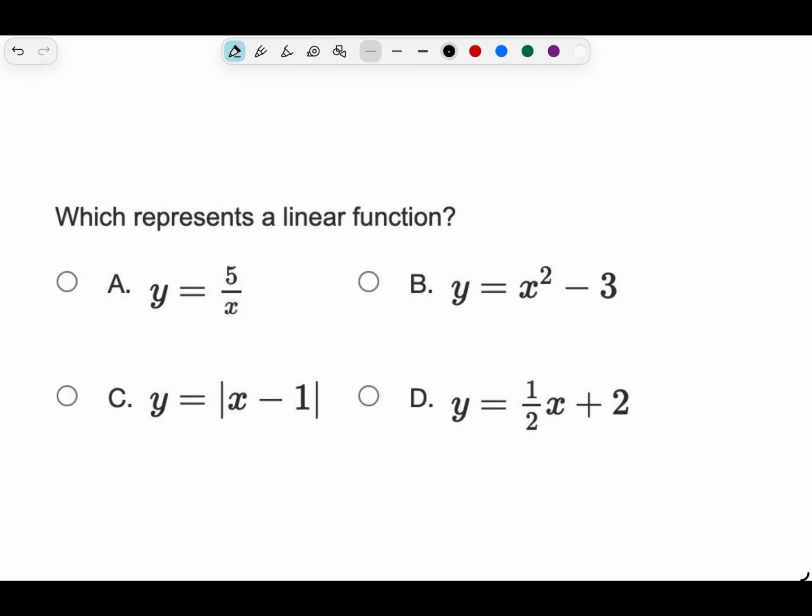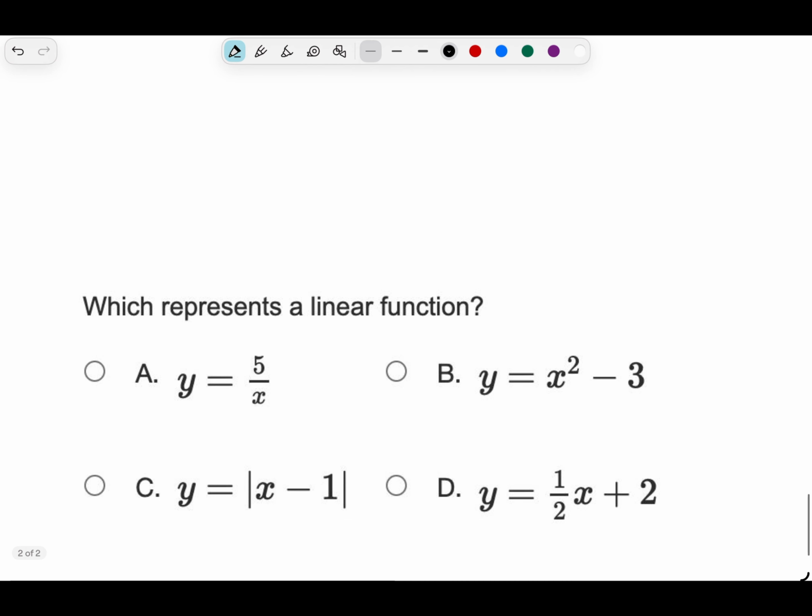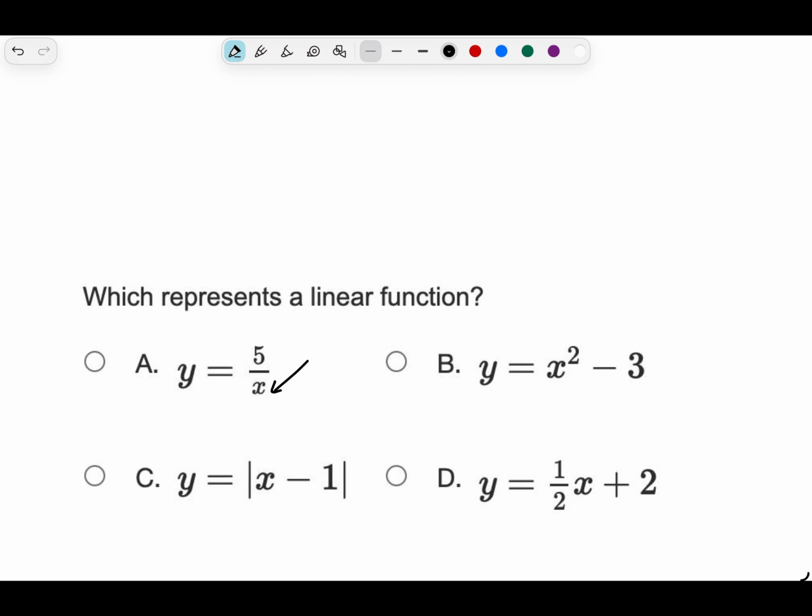Okay, so if we look at answer choice A, what we notice is that we have an x at the bottom of the fraction. That is something we cannot have. For it to be a linear function, we cannot have an x at the bottom of a fraction. Answer choice B, we notice that we've got an exponent of 2. This is something that we cannot have. We cannot have exponents for it to be a linear function.